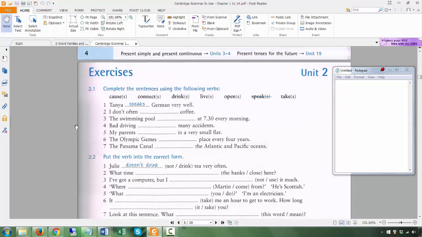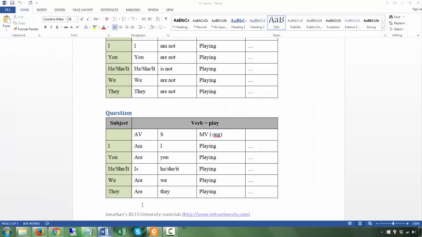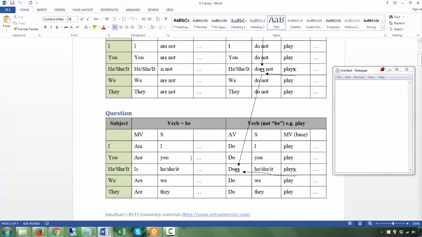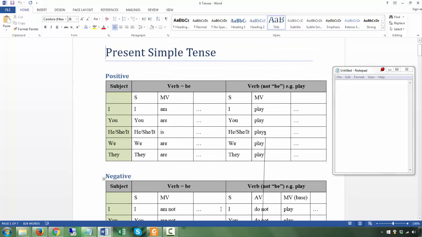So this is going to be present simple. You're not going to use present continuous. In unit 3 and 4, I think you use the present continuous and the present simple. You have to choose between both of them. But right now, it's all present simple. And present simple is a bit more difficult than present continuous in terms of the way you form it. Okay, as you can see, this is a bit more complex.